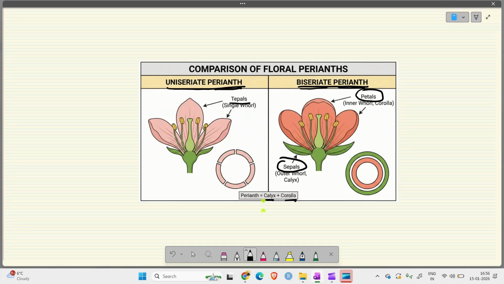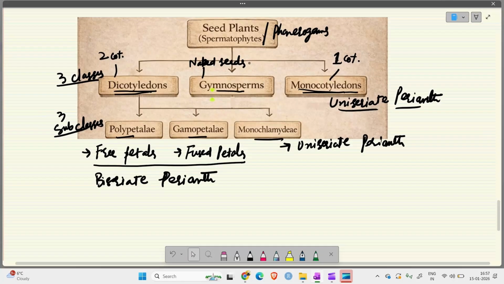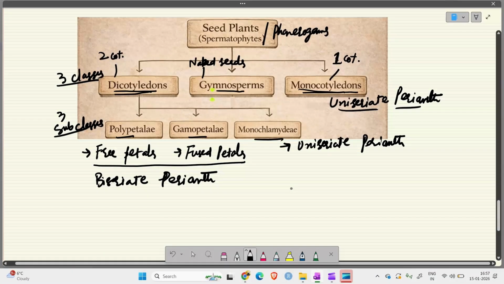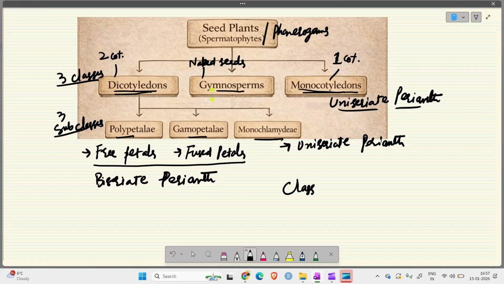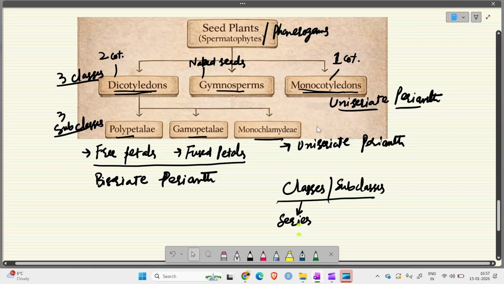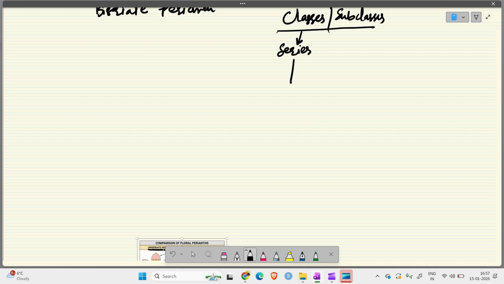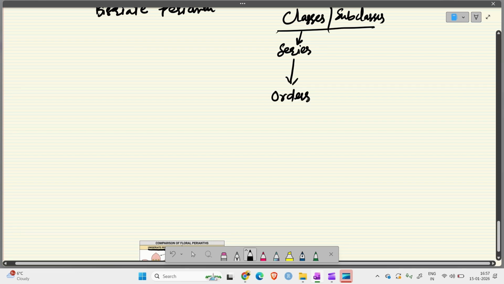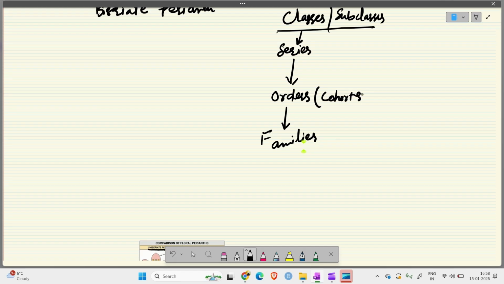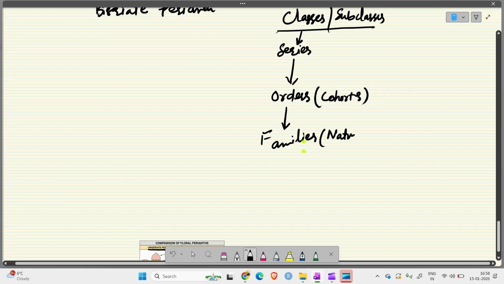Okay, coming back to the classification system itself, these classes and subclasses were then divided into series, and the series were divided into orders, which were further divided into families. These two authors, Bentham and Hooker, referred to orders as cohorts, and they called families natural orders.